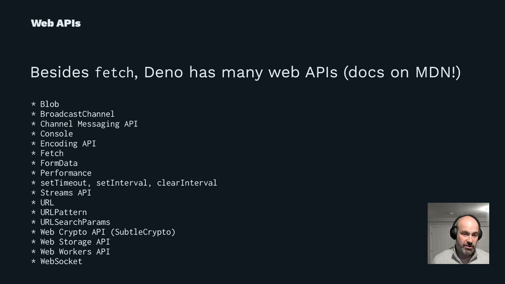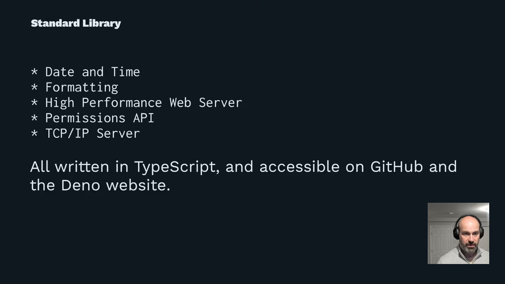Some of the examples here are things like broadcast channels. It supports all the console for debugging, WebSockets, WebWorkers, Web Storage. They've recently added support for URL patterns and crypto. Performance. There are many different APIs, but almost all of them come from the browser, which is really great, a lot less to learn, which can be nice.